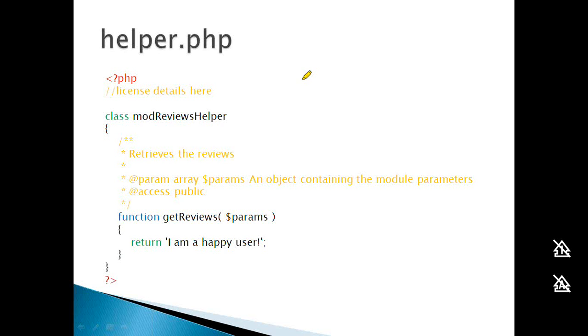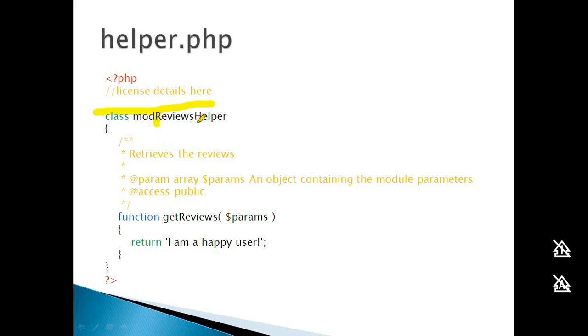In the mod_reviews.xml, we have included the information of files and the settings which would be used during the installation, and this helper.php file would be used for further calculations, further handling, or further calling the data from some source like the database. So here I have created a class, which is the class ModReviewsHelper.